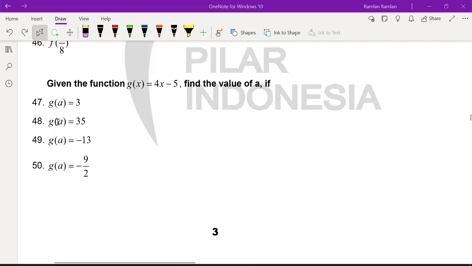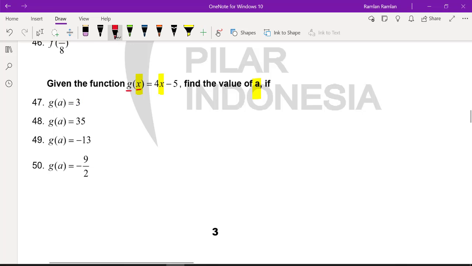Okay, let's go to number 47 until 50. So the concepts are still the same, right? We have the function g of x equals 4x minus 5, right? So again, whatever happens here, you change it here. So in here, find the value of a if this is what we're looking for.